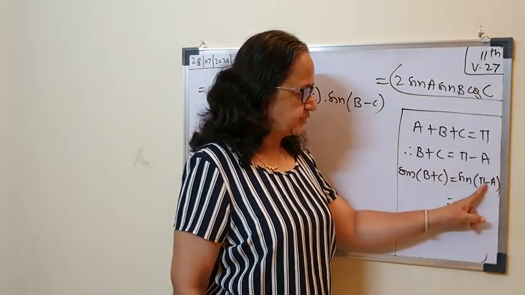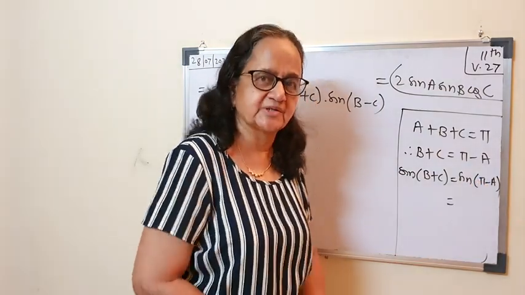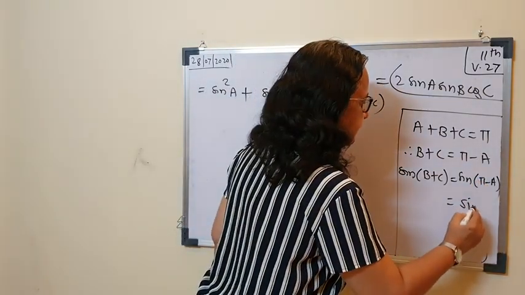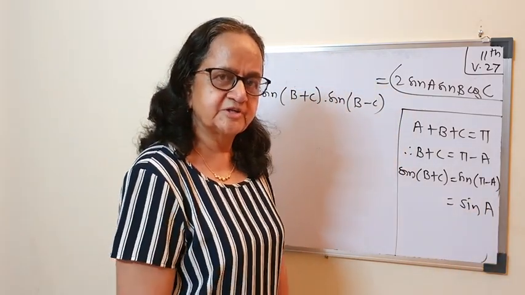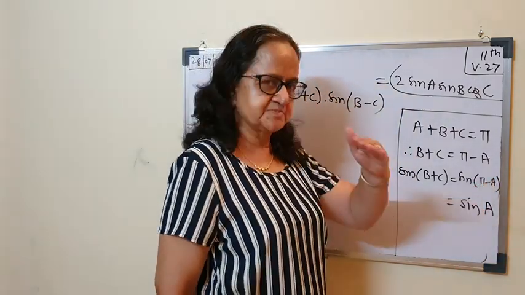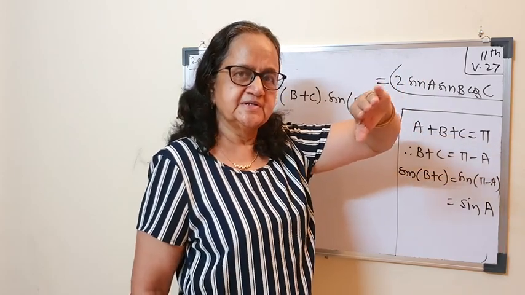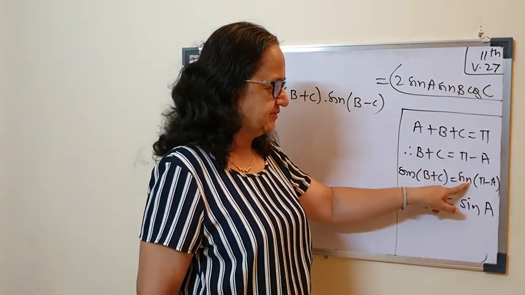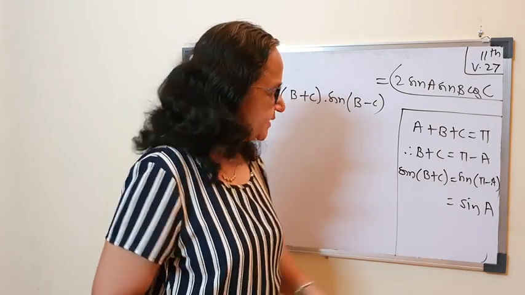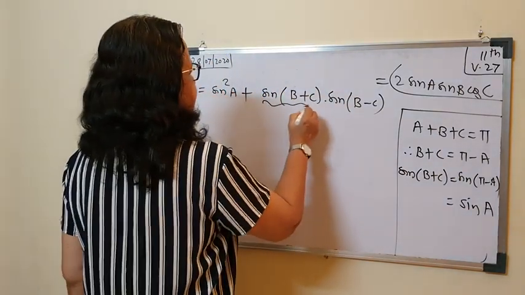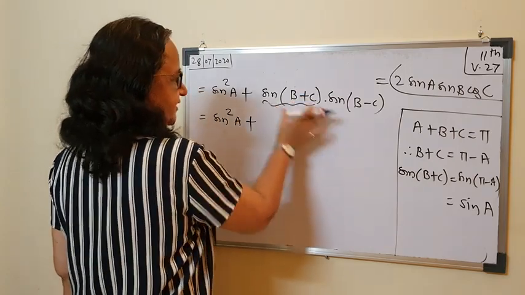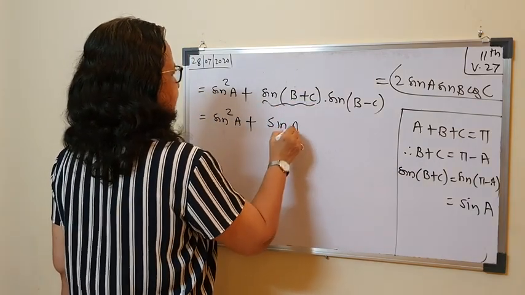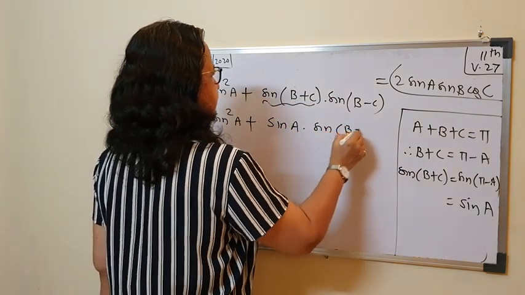Pi, coefficient is 1, there is no fraction, so sine remains as sine. Copy down the angle as A. Which quadrant? Pi minus, second quadrant. In the second quadrant sine is positive, so this has to be positive. So sine (B plus C), I will replace this value: sine²A plus this value, sine A into sine (B minus C).